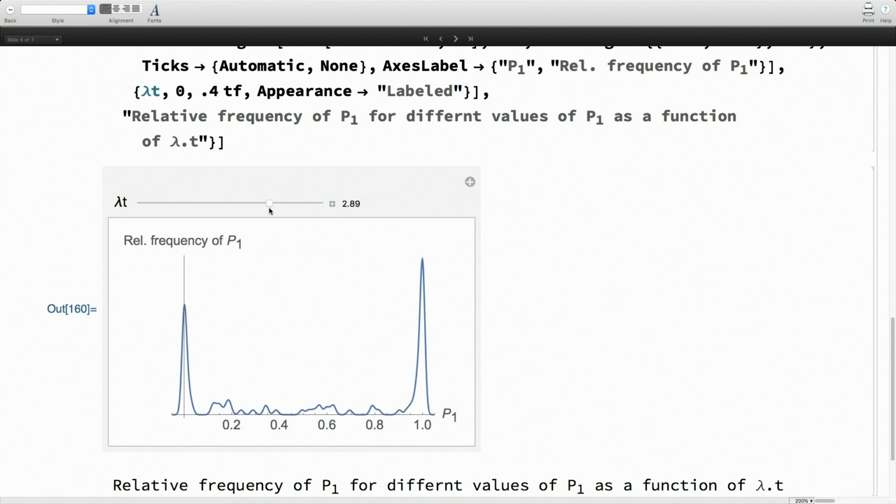The probability becomes either one or zero. This is the collapse of the wave function. After a while, you are 100% sure that the state is either up or down. So here we have a 100% random process.